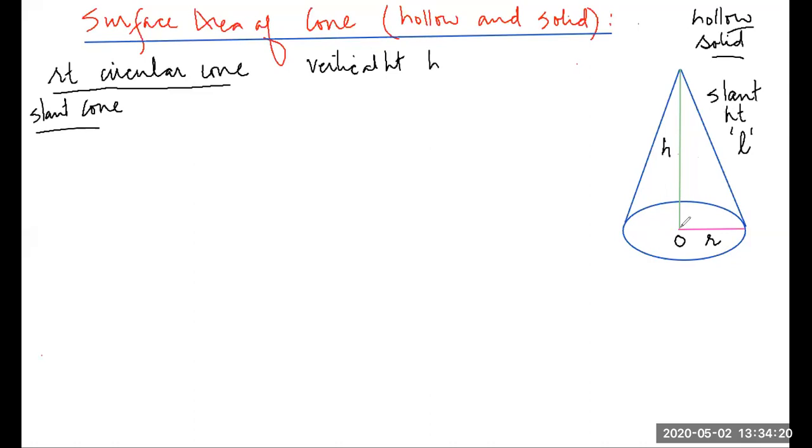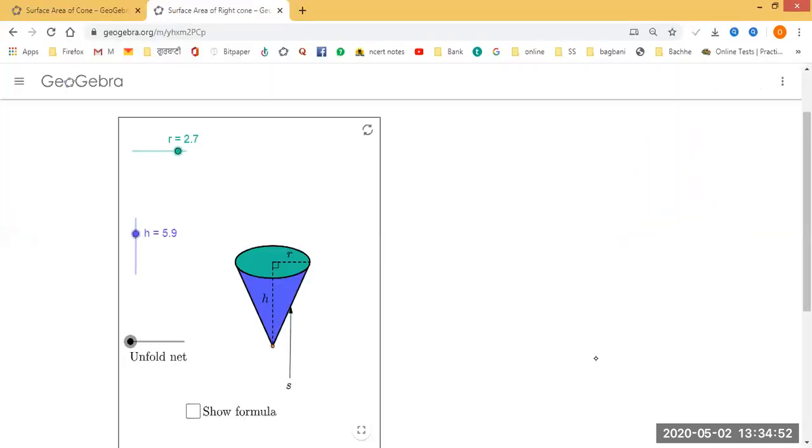In order to see how we can calculate quickly the surface area of the cone, let's take the help of GeoGebra software. Engineers have created it, and we can very well understand how we can calculate the surface area of a right circular cone, or simply a cone. When we just say cone, it means a right circular cone. All right, guys. So let's go here. I share the screen. All right, guys.